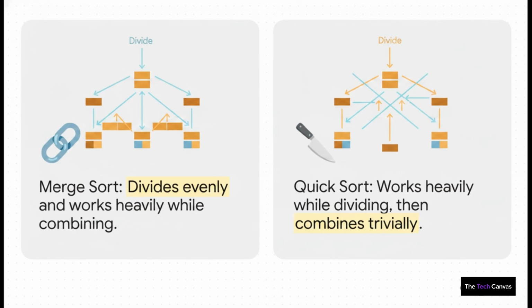Merge sort divides blindly and evenly. All the heavy computation happens during the combine phase. Quicksort is the exact opposite. It does all the heavy lifting during the divide phase when it's partitioning around that pivot. By the time it hits the bottom, combining them is pretty much trivial.